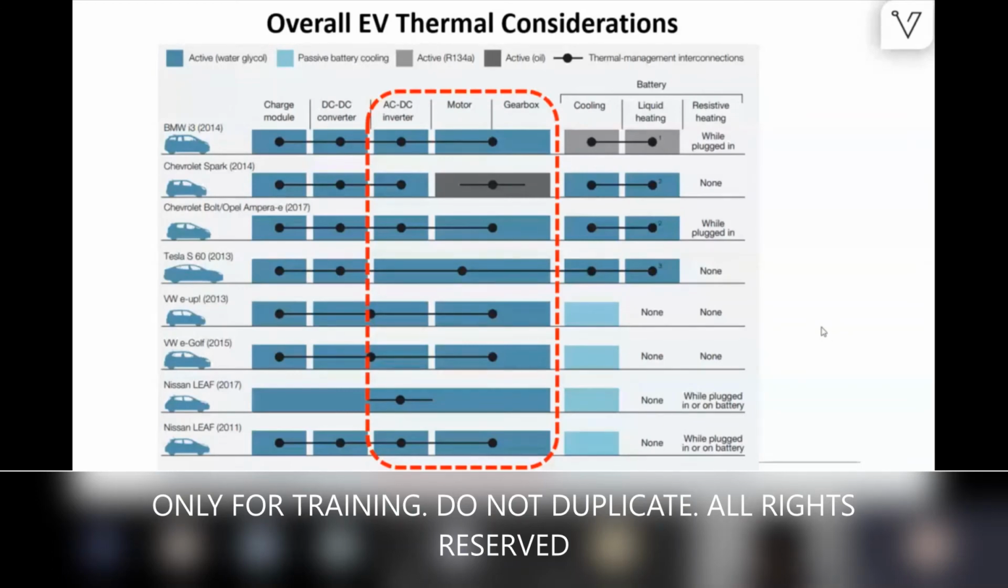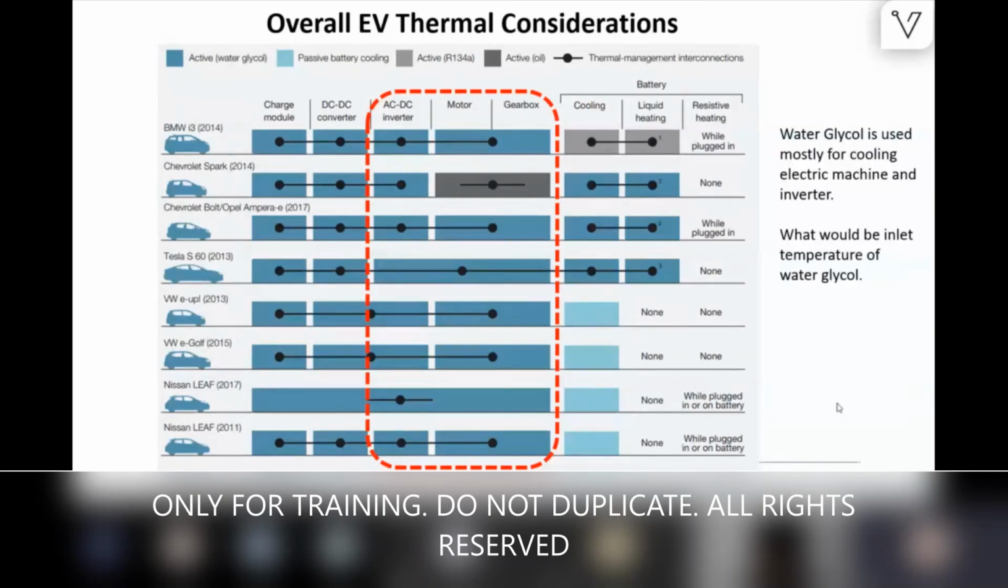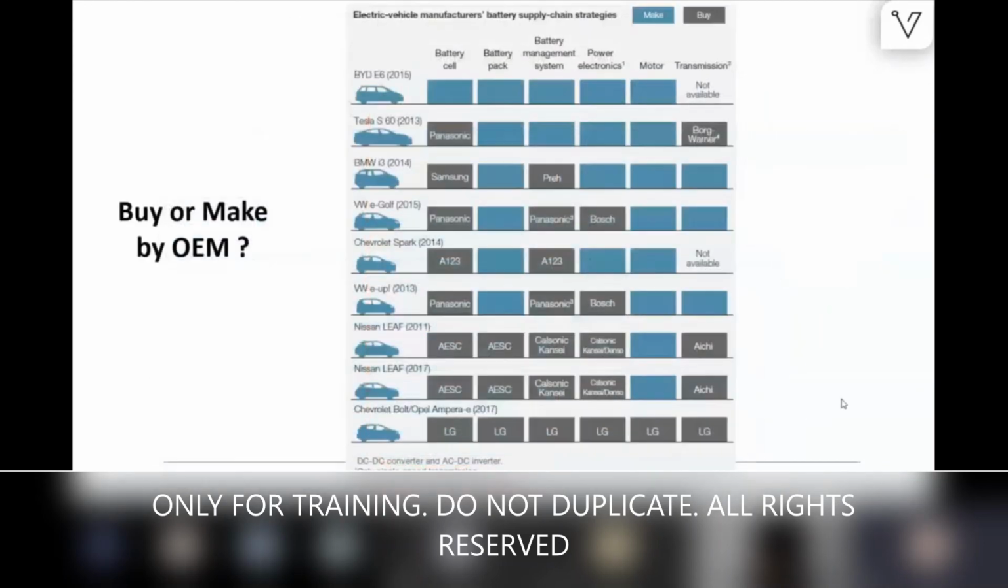Now the question is whether we should have motor first or inverter first in the thermal circuit. All those elements we will design when we deep dive into this, based on the heat transfer coefficients or the thermal resistances.